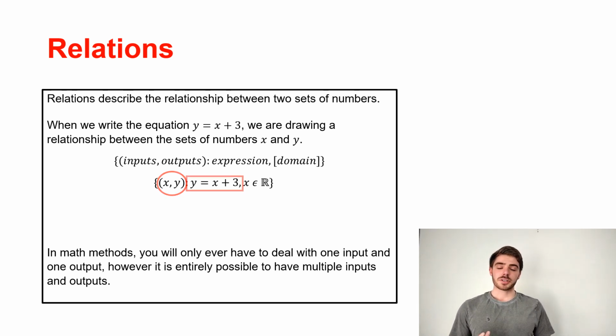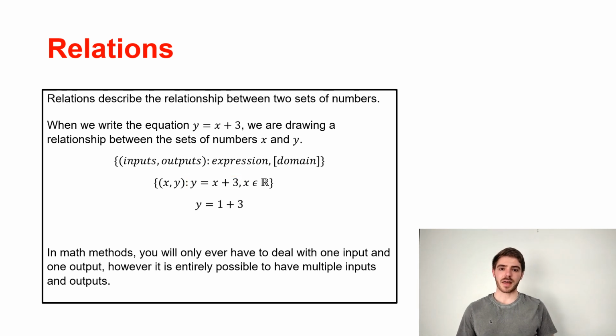From there, we write the expression. The expression tells us how we modify the input to create the output. In this case, we have the relation y equals x plus 3. If we give the relation an input of 1, then the relation will add 3 to that input and produce an output value y equals 4. Finally, we write the domain of the function, which in this case is all real numbers.